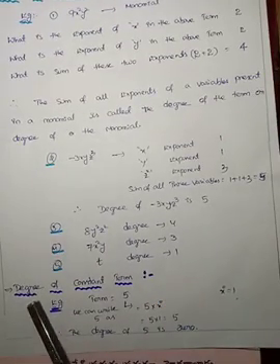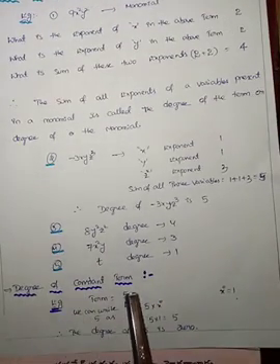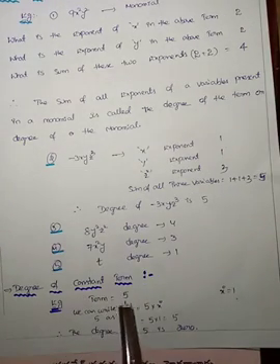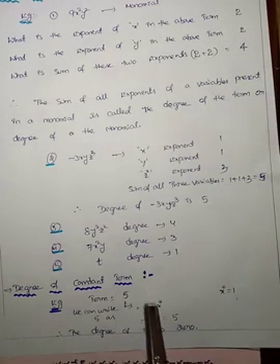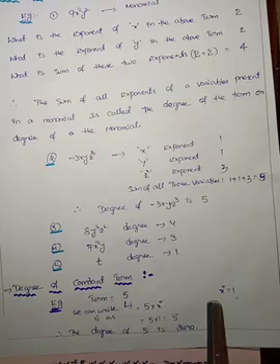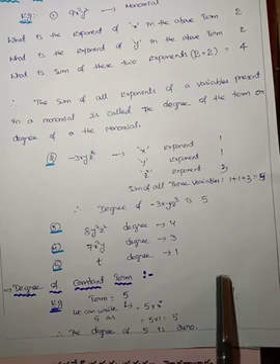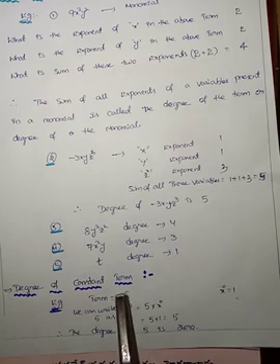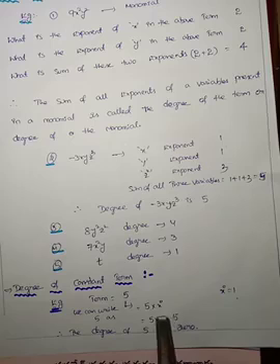Now we have to discuss the degree of the constant term. We take one example. Any constant term: 5, 6, 100, 1000. Let us take 5. We have to know that x power 0 is equal to 1. Any variable with exponent 0 is equal to 1. Here 5 can be written as 5 into x power 0. 5 into 1 is equal to 5 again.